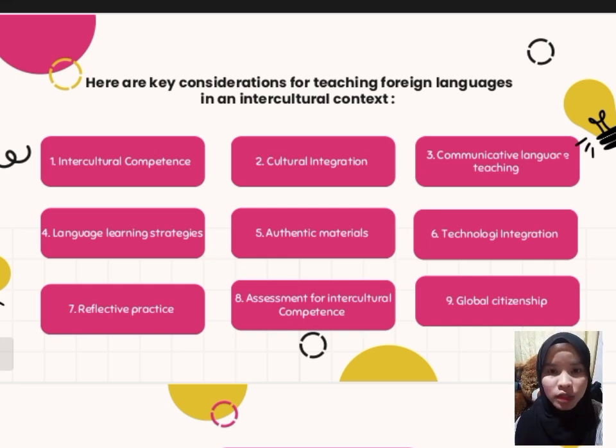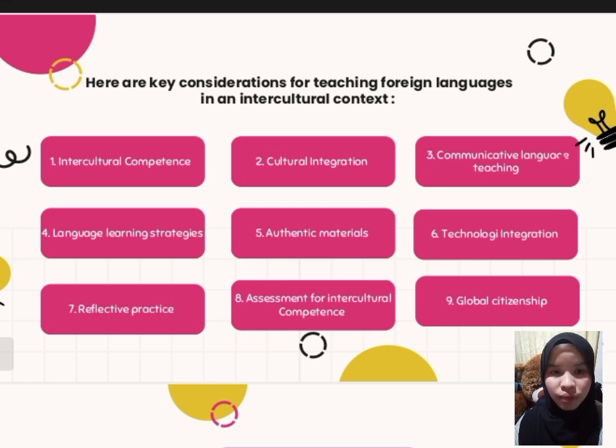Continuation of the material, teaching foreign languages in an intercultural world. The fourth, language learning strategies. Encouraging learners to use effective language learning strategies can enhance their intercultural communication skills. Strategies such as seeking clarification, adapting communication style, and using context clues help learners navigate language barriers and cultural differences in communication.